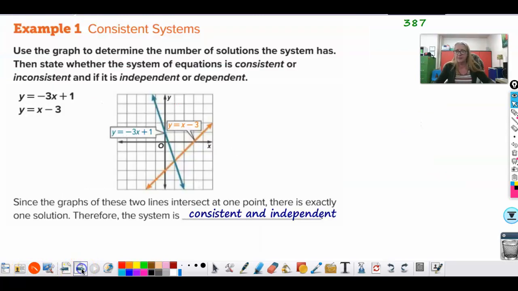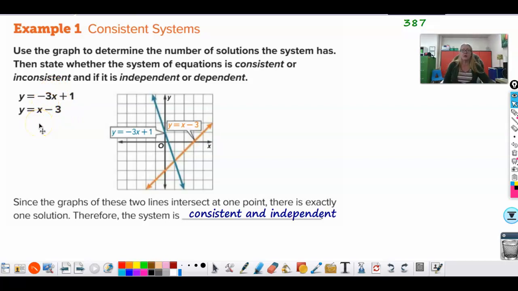Let's see. Here we have example 1. This is a consistent system because there is one solution. It's this little point here. (1, -2) solves both equations. So this has one solution. Here are the two equations. If you plug the point (1, -2) into this one, it would give you a true statement. And if you plugged (1, -2) into this one, it would also give you a true statement. That point solves them both.